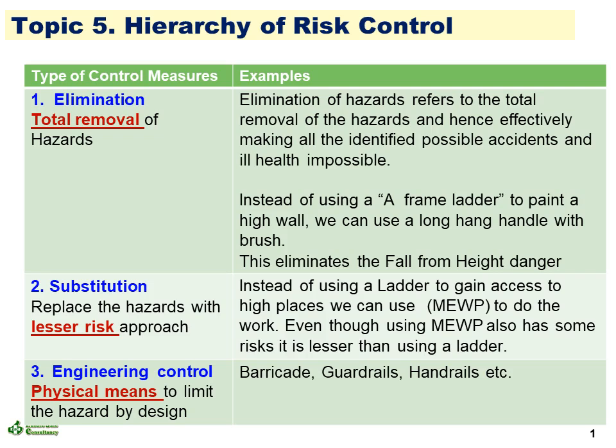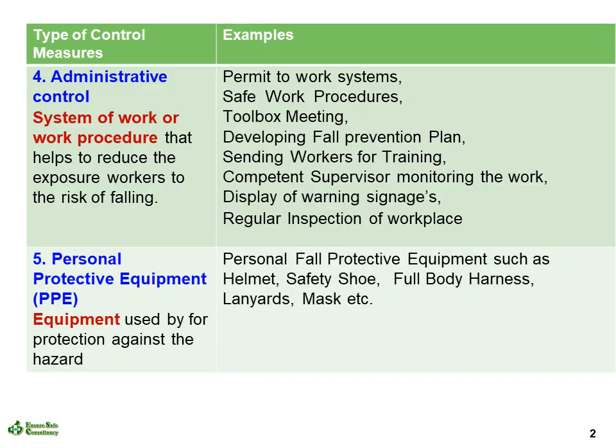3. Engineering control, physical means to limit the hazard by design. Barricade, guardrails, handrails, etc. Topic 5. Hierarchy of risk control is continued. Type of control measures. 4. Administrative control. System of work or work procedure that helps to reduce the exposure of workers to the risk of falling.